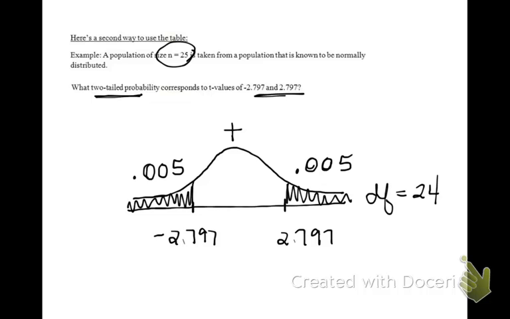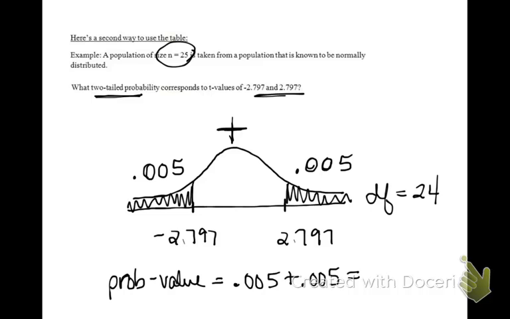So to get my final answer for the probability value, or the p-value, all I'm going to do is add the probability for the lower tail, 0.005, plus the probability for the upper tail, 0.005. And when I add these up, that gives me a probability value, or a p-value, of 0.01. These are all the ways that we're going to be using the t-table to find values.